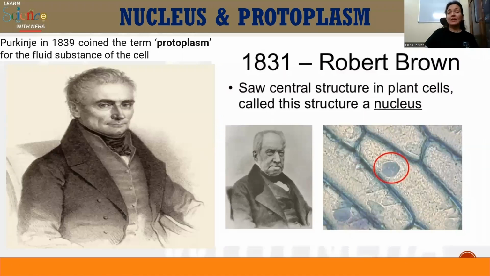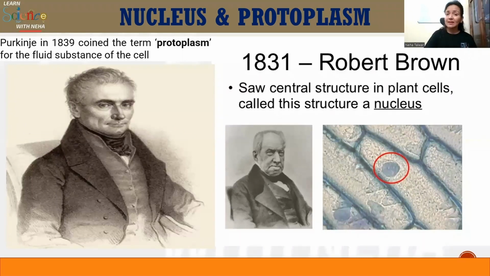Now came the names of scientists. Number 1 was protoplasm, given by Purkinje in 1839, and Robert Brown was a scientist who discovered the nucleus in 1831. So you just have to remember the names of these scientists.